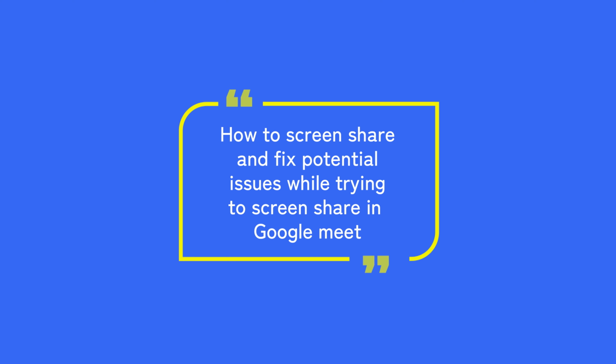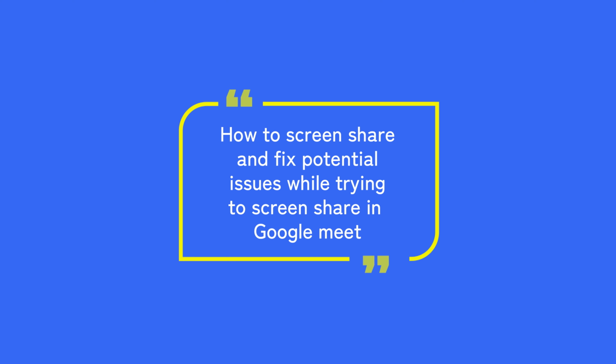Here on the bottom right, you can see an arrow that is pointing upwards that says present now. So if you click that, that'll give you three sections. It'll give you Chrome tab, window, and entire screen. So first, Chrome tab. Here, you could select a specific Chrome tab you would like to share.